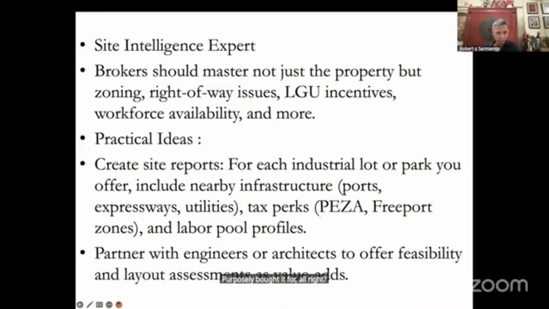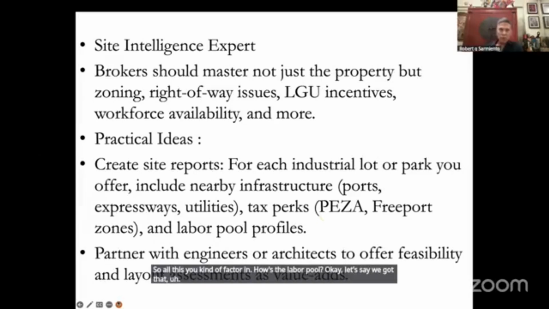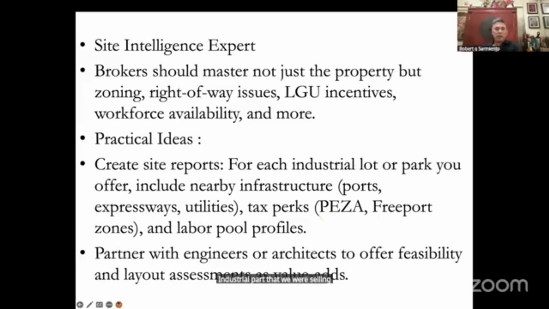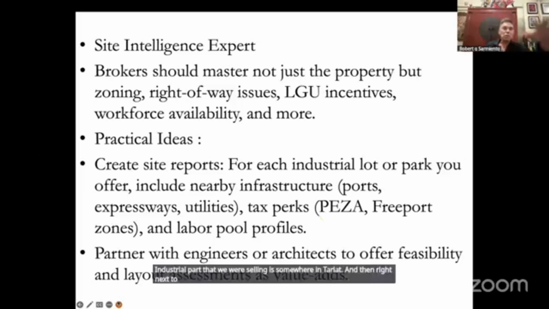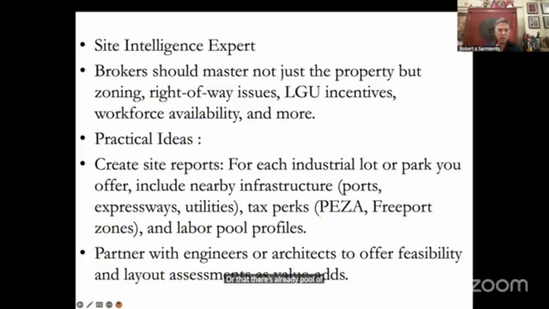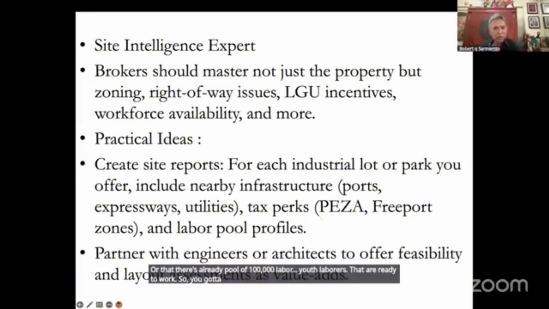Practical ideas. Again, create site reports. Okay, you got something, you study. You study, this is 2.3 kilometers from the exit of Mexico, Pampanga. You're near the ports, you're near a PEZA zone. So all this you got to factor in. How's the labor pool? Let's say we got that industrial park that we were selling somewhere in Tarlac. And then right next to it, there's schools, colleges, all that. There's a ready pool of 100,000 youth laborers that are ready to work. So you got to factor that in also, okay?